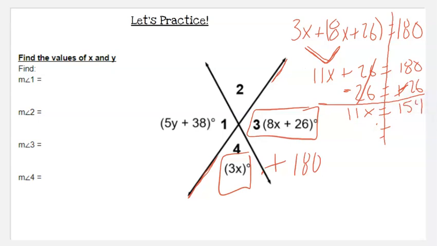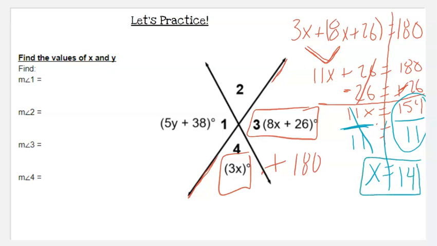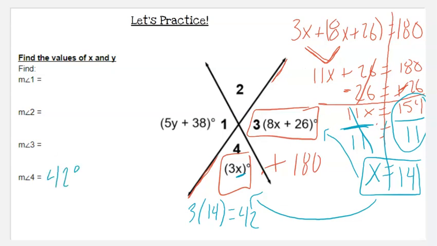Last step, we need to divide by 11 to get x by itself. When we do that, we get x equals 154 divided by 11 is 14. So now we know the value of x, which means we can figure out the value of angle 4 and of angle 3 by just plugging in that value for x. So we know 3 times 14, that'd be 3 times x, when x is 14. So 3 times 14 is 42. So we know that the measure of angle 4 is 42 degrees.